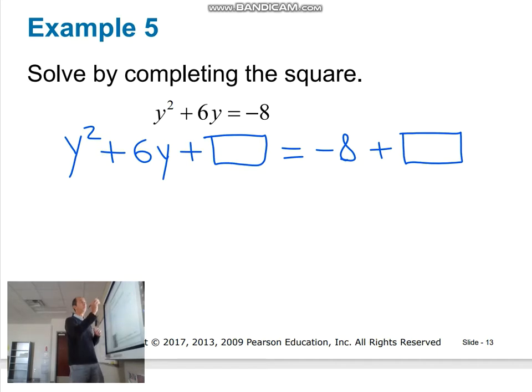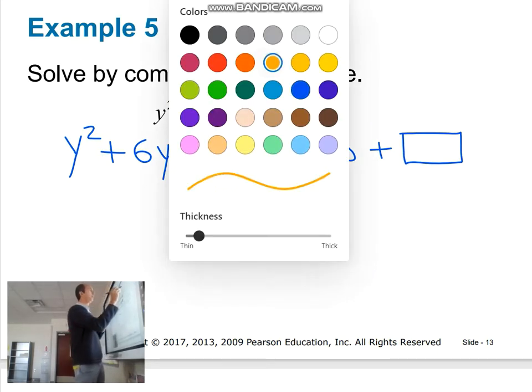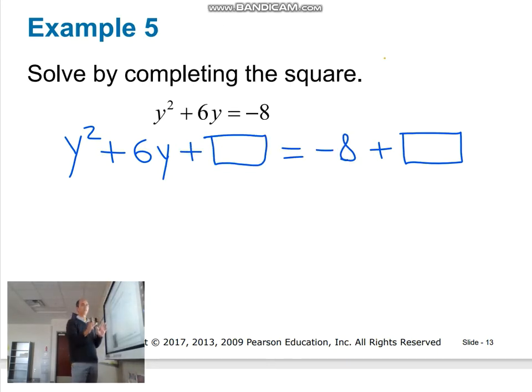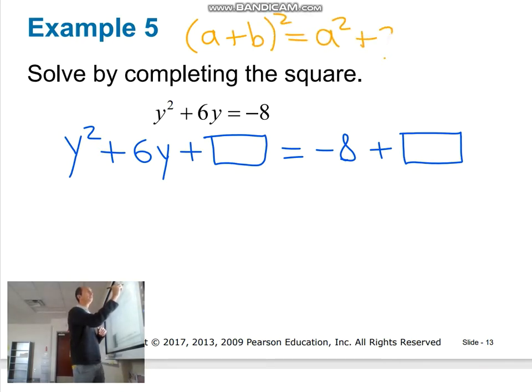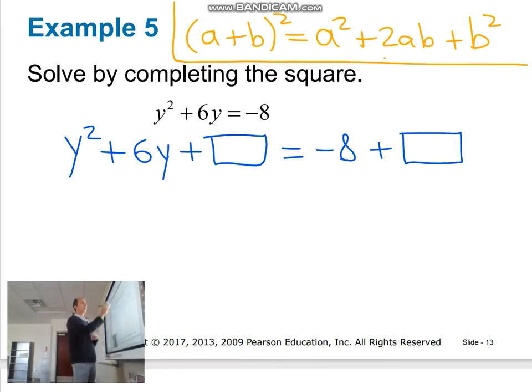For that, you need to remember the formula of the perfect square trinomial, which is (a plus b) squared equals a squared plus 2ab plus b squared. This is the formula that will help us. a squared is y squared. 2ab is going to be 6 times y. So we need to find b squared. Here is going to be b squared. We need to find b squared.